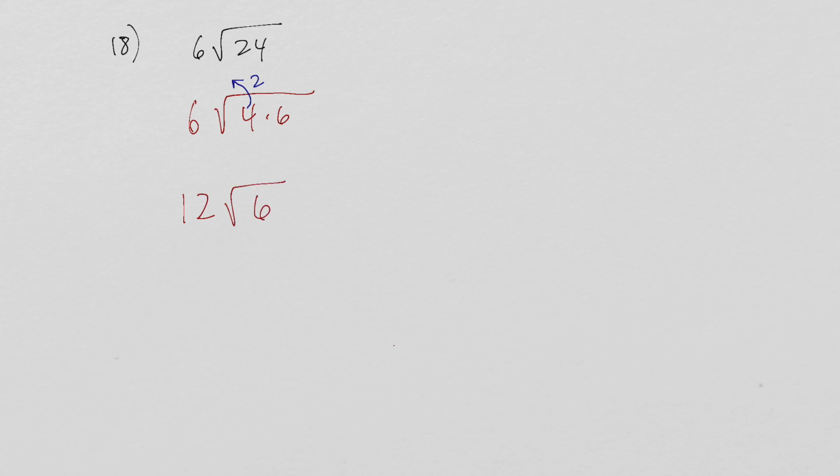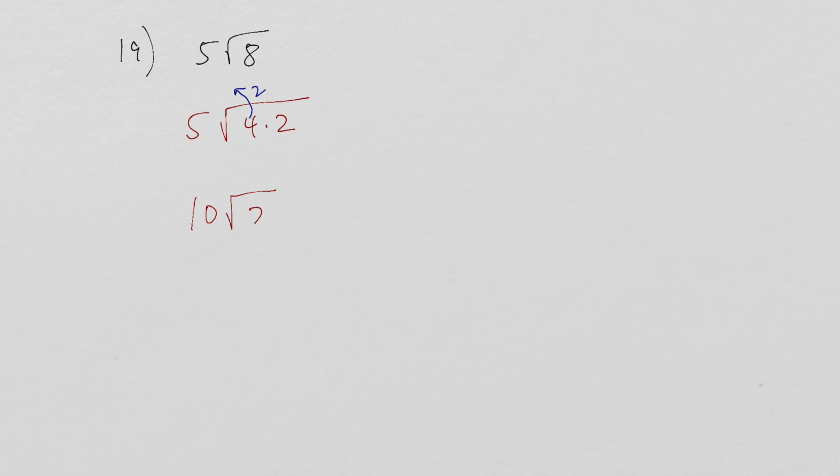Number 18 is 6 root 24. Now we're going to rewrite this, the 24, as, let's see, 4 times 6. That's 24. We take out the 4 by square rooting and it becomes a 2. And this 2 multiplies with that 6 and gives us a 12. And we're left with root 6.